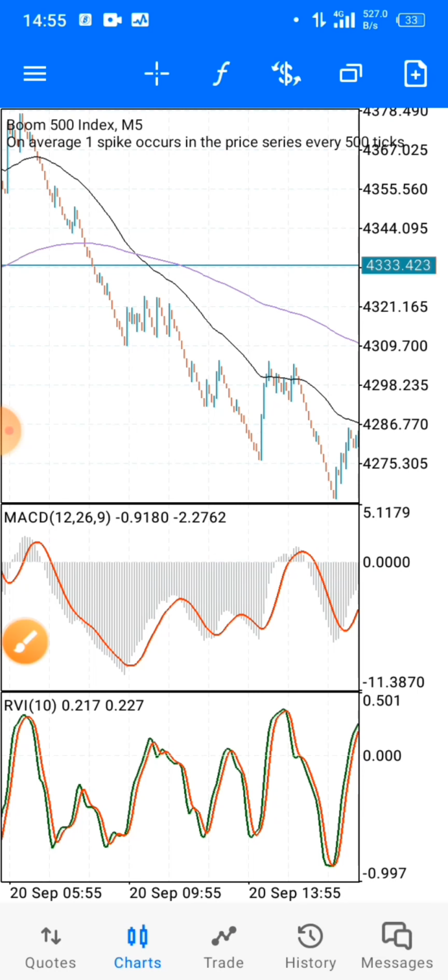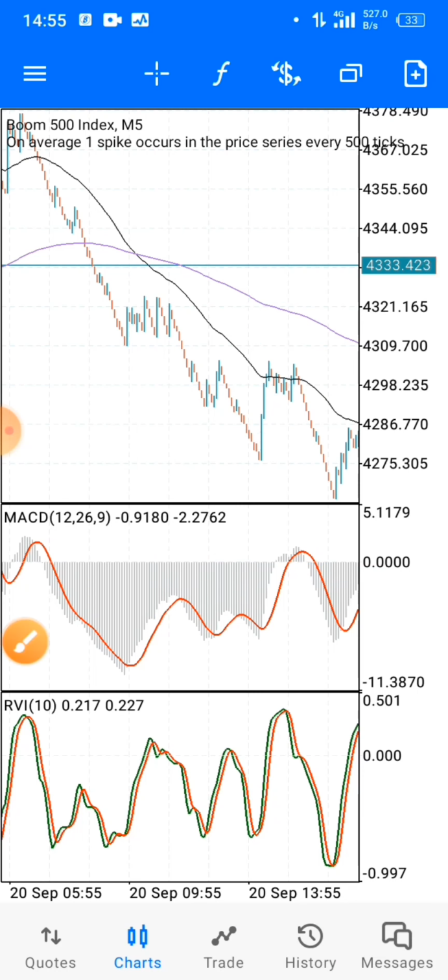So here, let me show you what we're going to be doing. For us to enter, let me remove this pencil. Okay, for us to enter, we are going to be entering when the RVI, this green and the red line, cross above the level 0. Whenever they cross above the level 0, this is for a sell. That's when we are going to be entering.